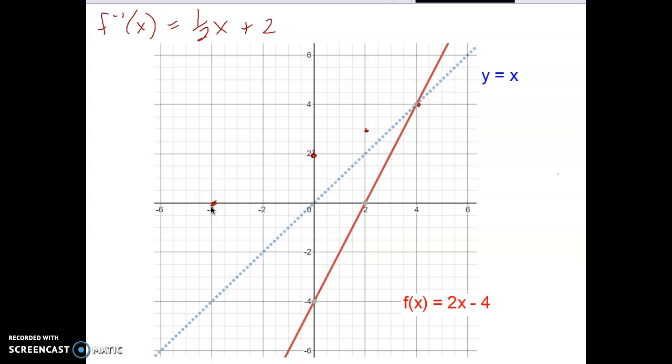And if you connect those, you will see that this original function, f of x, and then here's its reflection, f inverse x. This part reflected down here just like we expected. They crossed on the line y equals x just like we expected. And then this part reflected over here, again, just as we expected.